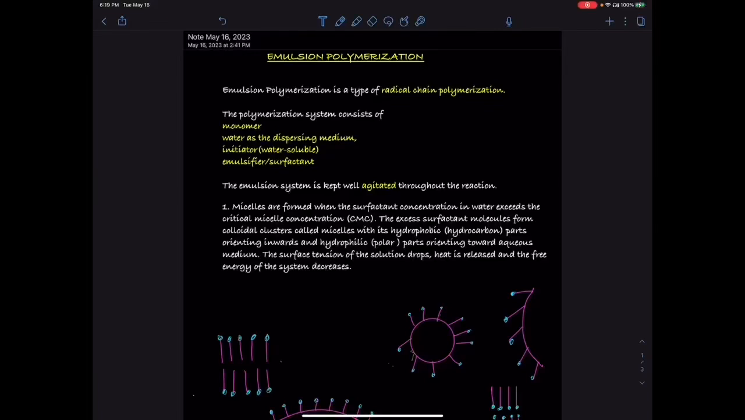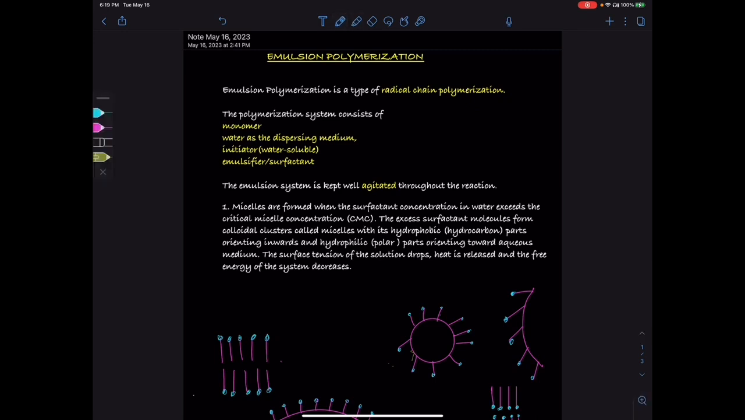This video explains emulsion polymerization. Emulsion polymerization is a type of radical chain polymerization. The polymerization system consists of a monomer, water, which is the dispersing medium, a water-soluble initiator, and an emulsifier or a surfactant. The emulsion system is kept well agitated throughout the reaction.